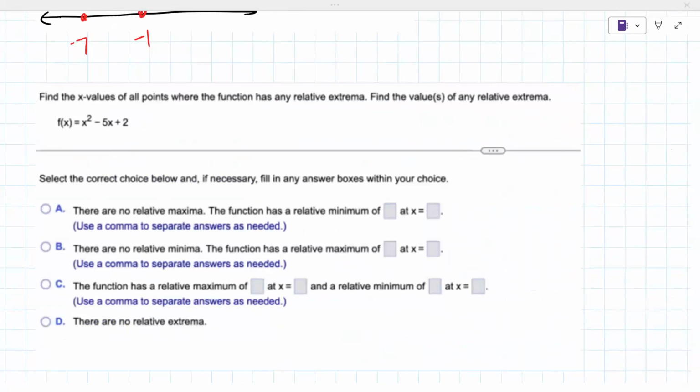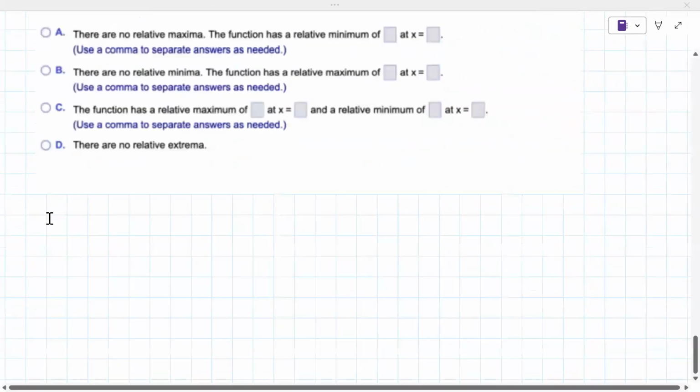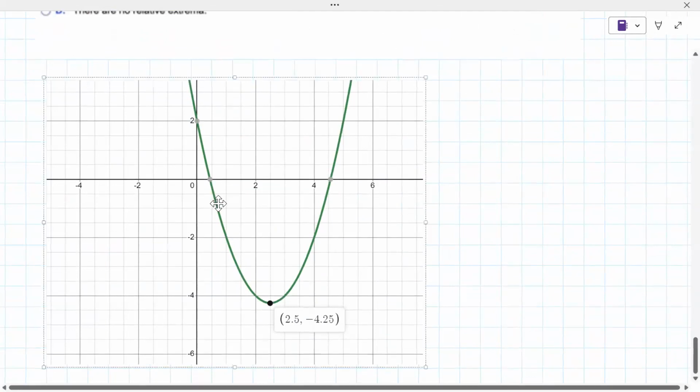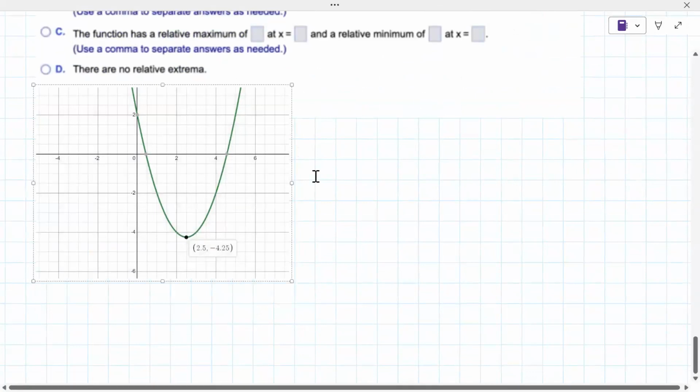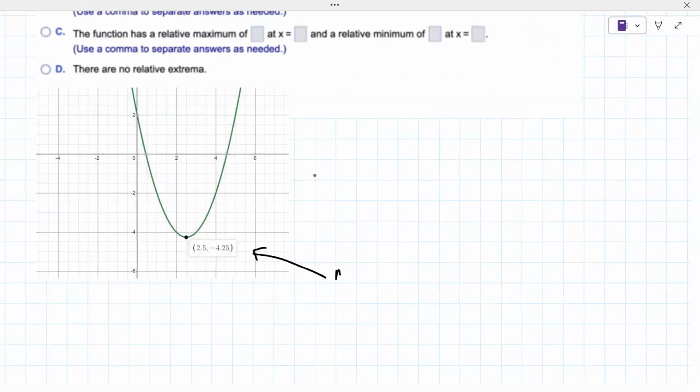squared minus 5x plus 2. All right, getting the graph in. All right, so here's the graph of it. Yay, we got the graph. So this point down here in the bottom represents the min.